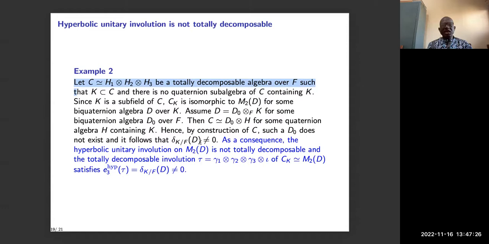I recall that small delta of D is trivial if and only if D has a decomposition of the form D is D0 tensor T, where D0 is defined on F. Since this D can't decompose in this form, the small delta of D is not trivial. As a consequence, the hyperbolic involution of D is not totally decomposable because of the proposition.